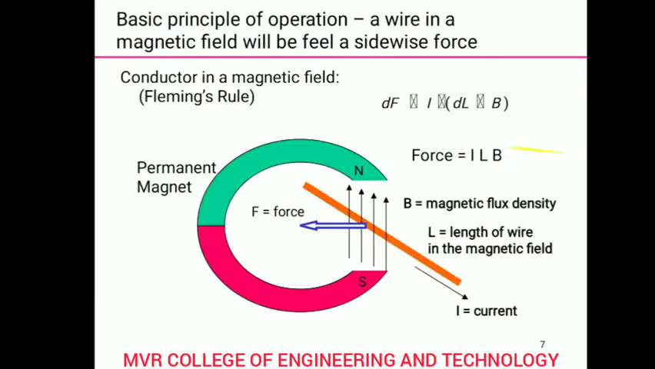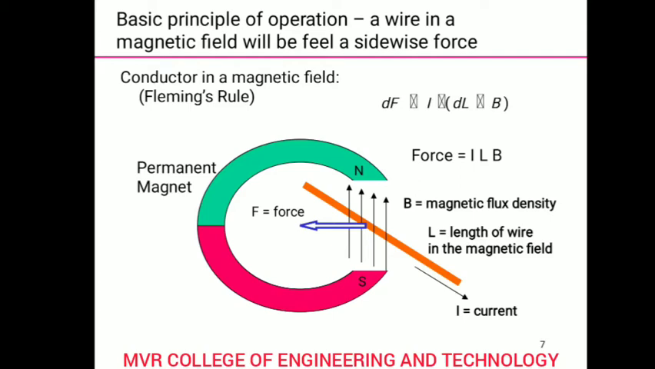So let us go to the next slide. There is a basic principle of operation, which I have already told you. According to Faraday's laws of electromagnetic induction, whenever a current carrying conductor is placed in a magnetic field, it experiences mechanical force. Any motor you take, whenever a current carrying conductor is placed in a magnetic field, it experiences mechanical force. Here you can see a wire in a magnetic field will feel a sidewise force, according to Fleming's rule.